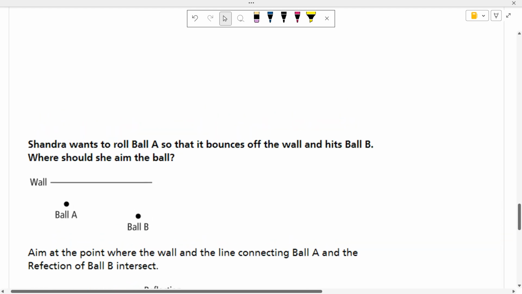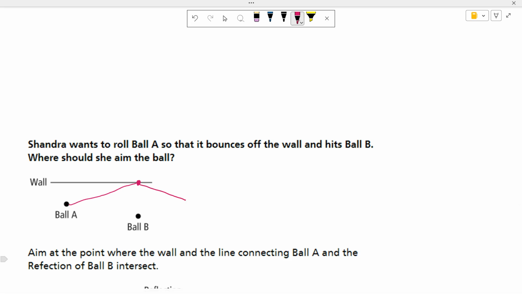Shander wants to roll a ball A, so it bounces off the wall and hits ball B. Where should she aim? Should she aim right here? No, because if you've ever played pool, billiards, whatever, snooker, you know if you hit the wall here, it's going to bounce off at this angle.